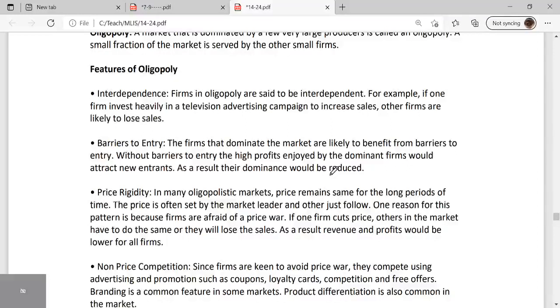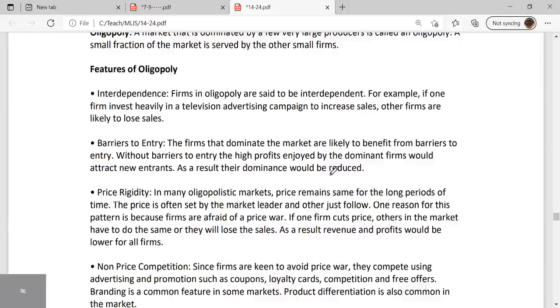And next, we have barriers to entry. Just like a monopoly, they also try to come up with barriers to entry, like the many barrier techniques that we mentioned in the monopoly chapter. They also try to do that so that they can restrict new entrants. Then next we have price rigidity.